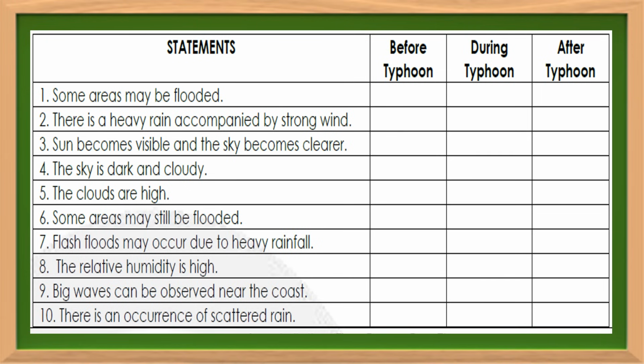7. Flash floods may occur due to heavy rainfall. 8. The relative humidity is high. 9. Big waves can be observed near the coast. 10. There is an occurrence of scattered rain.